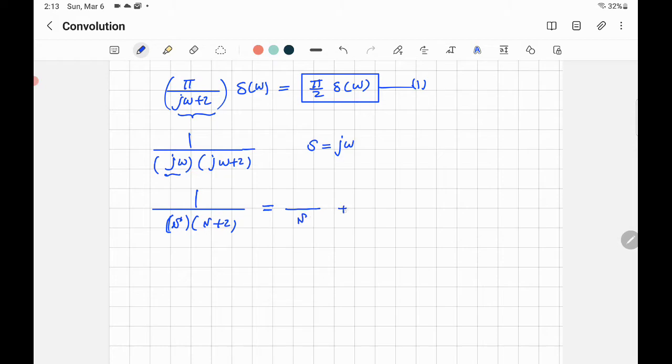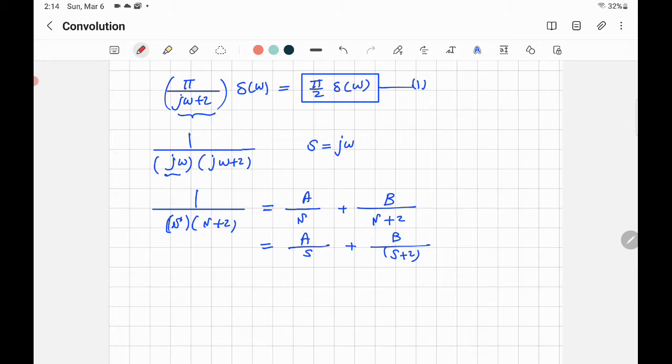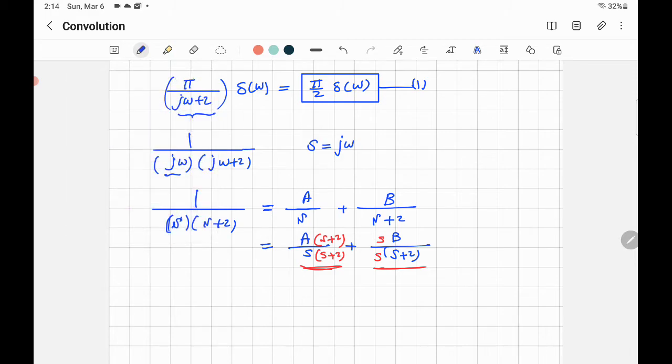So a over s plus b over s plus 2, and we have a constant a, constant b. We need to find them. How to find them? Okay, just try to find a common denominator. For example, the first one, a over s, so multiply by s plus 2 over s plus 2. Second term, s plus 2 multiplied by s in the top, s in the bottom. Now we have both denominators the same. Now we have a common denominator. So we may write it like that.